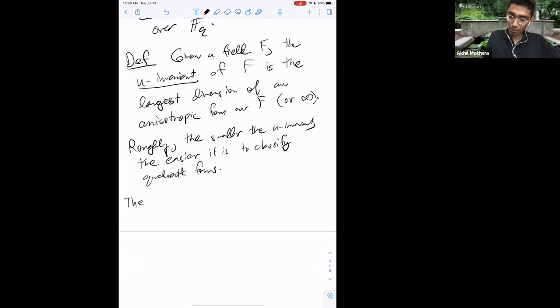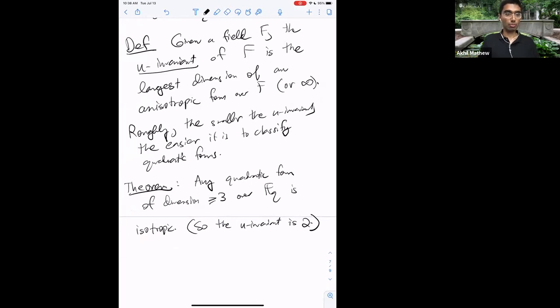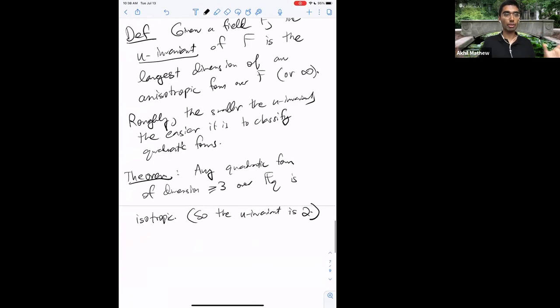In particular, I want to start with the following theorem: any quadratic form of dimension at least 3 over F_q is isotropic. So the u-invariant is equal to 2. You have to check that there is a binary anisotropic form, but I'll come back to that. In particular, once you have at least 3 variables in a quadratic form over a finite field, there's always a solution.